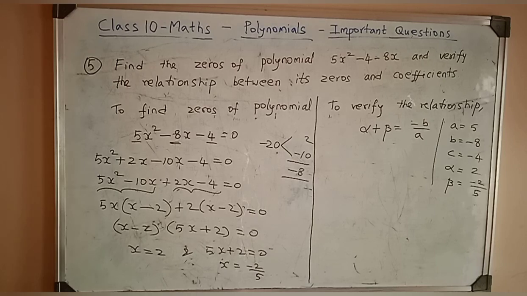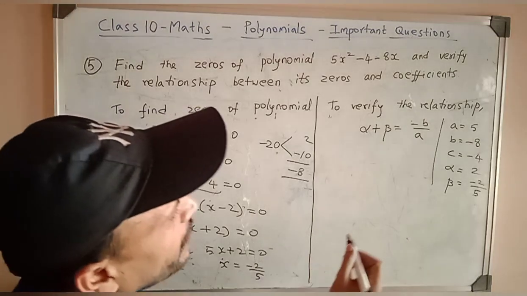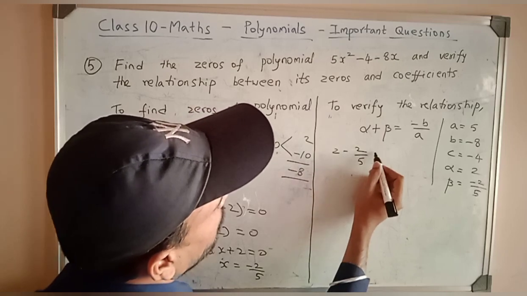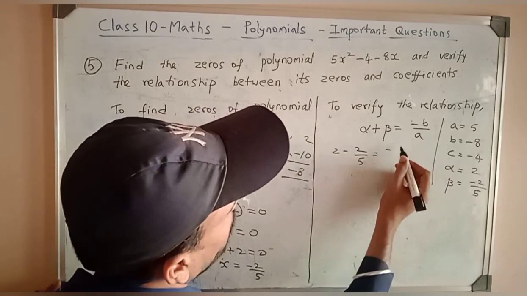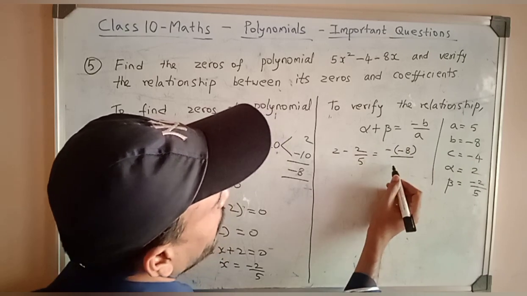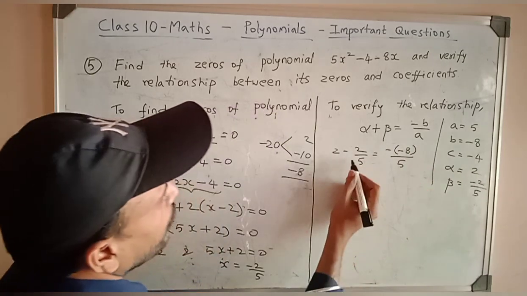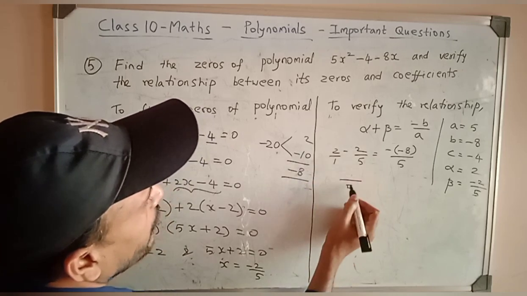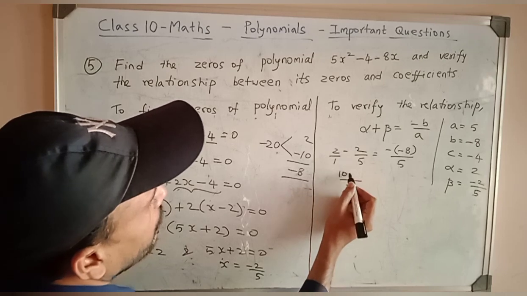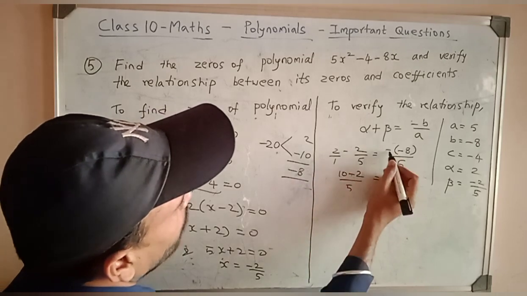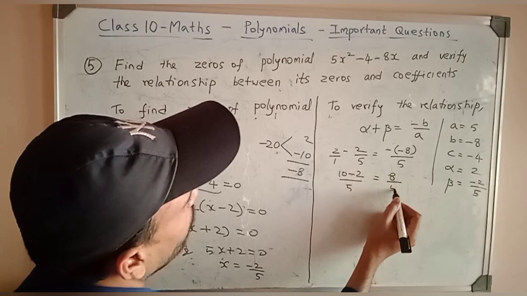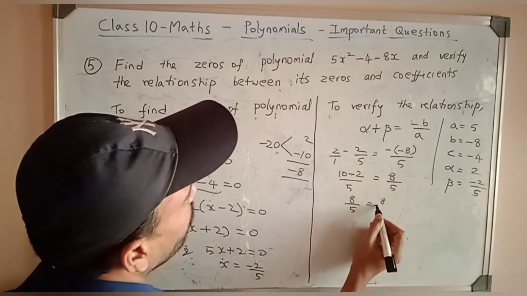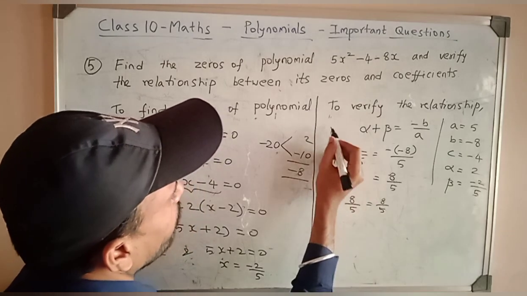Now we can substitute this in the first relation, alpha plus beta. 2 minus 2 by 5 is equal to minus b, minus of minus 8 divided by a, 5. Now if you simplify this, here LCM is 5. So 5 into 1, 5. So 5 into 2, 10. 10 minus 2 is equal to minus of minus 8 by 5. After simplification we get 8 by 5 here, here also 8 by 5. So the first relation is verified.